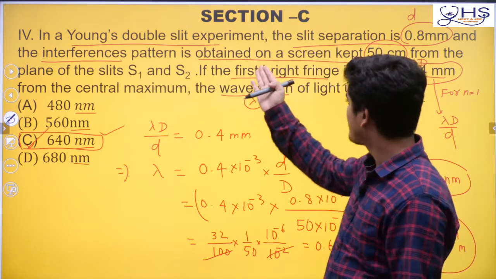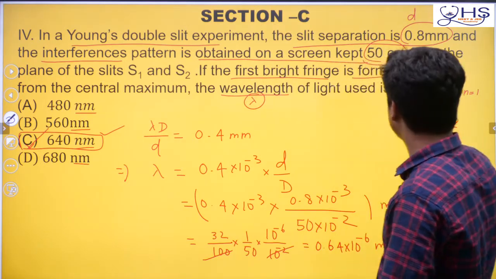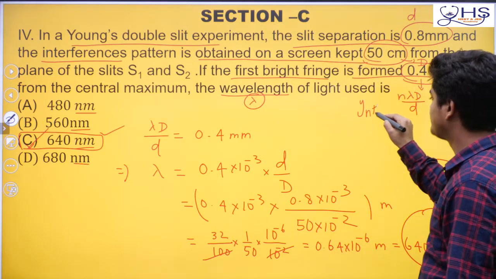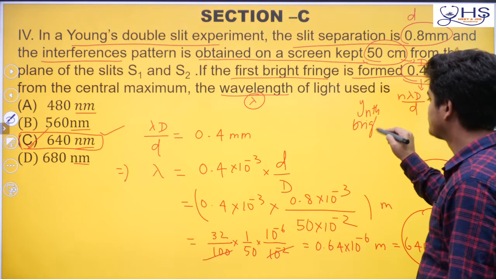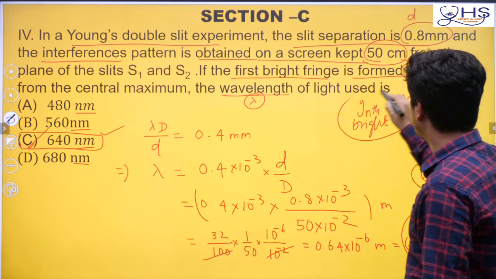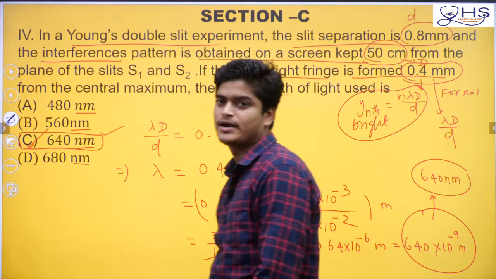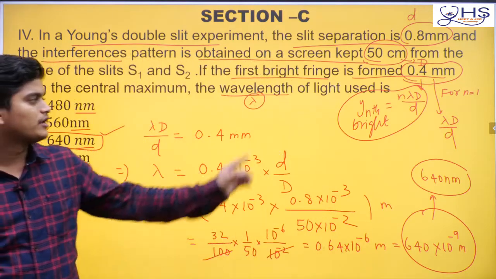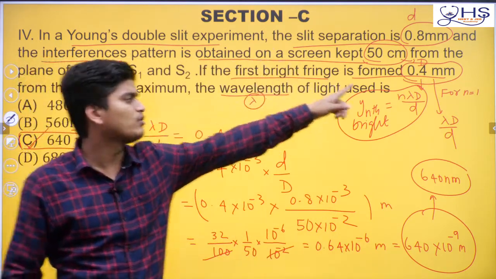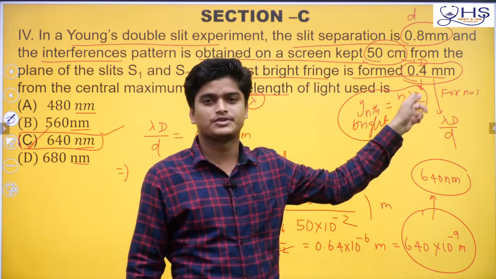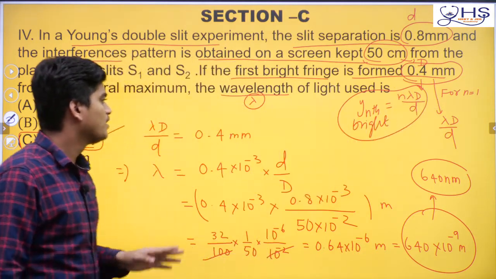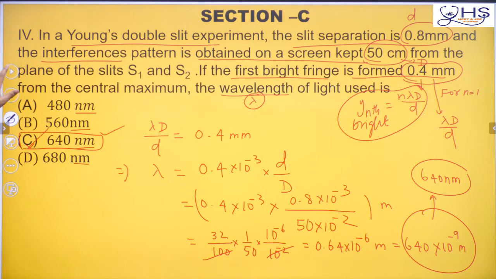Here they asked for the first bright fringe, and for a bright fringe this is the condition: y nth bright is nothing but n lambda D by small d, n lambda capital D by small d. And here, if it is the first, then n equal to 1. So substituting n equal to 1 means lambda D by d. Now we will go to the next question.